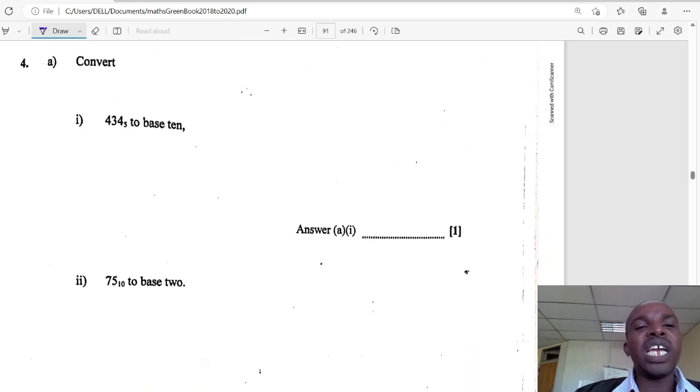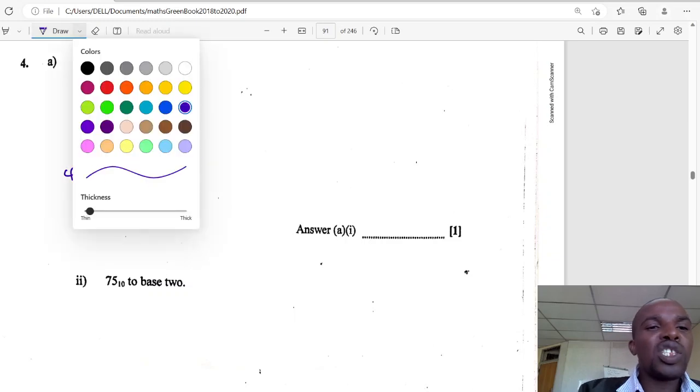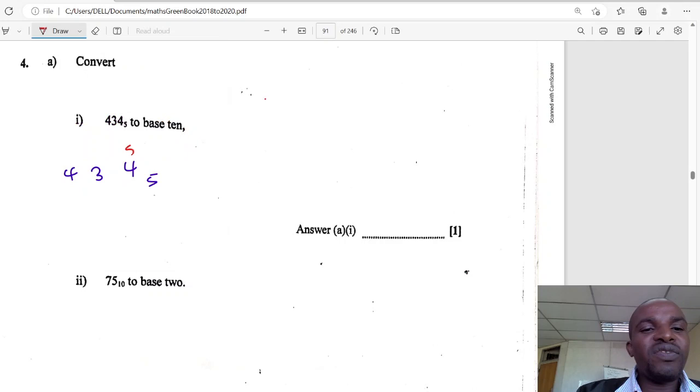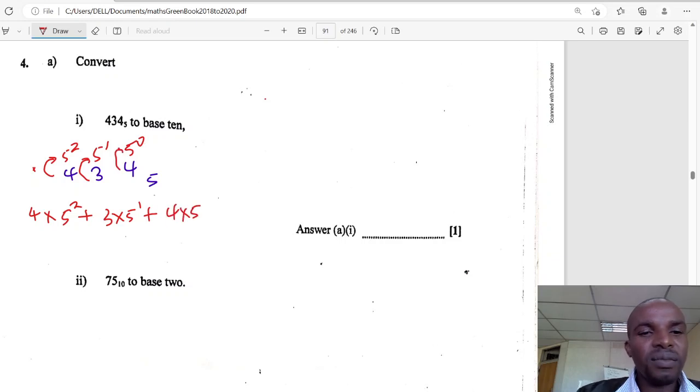When you're converting to base 10, you express in powers of its own base. This one is 434 base 5. So our base is 5 here. The first value is 5 to the power 0, second is 5 to the power 1, third is 5 to the power 2. So you say 4 times 5 to the power 2, plus 3 times 5 to the power 1, plus 4 times 5 to the power 0. Sorry, it's 5 to the power 0.